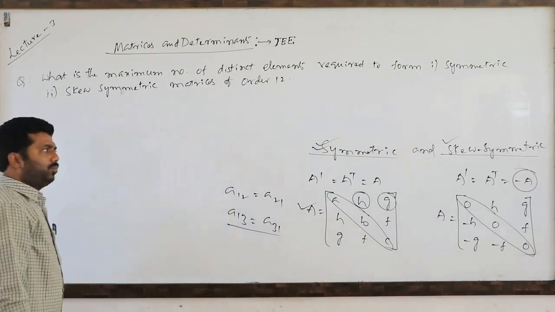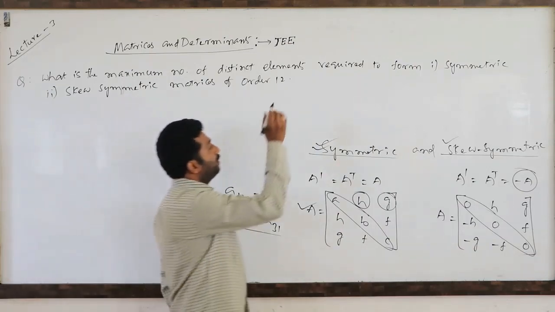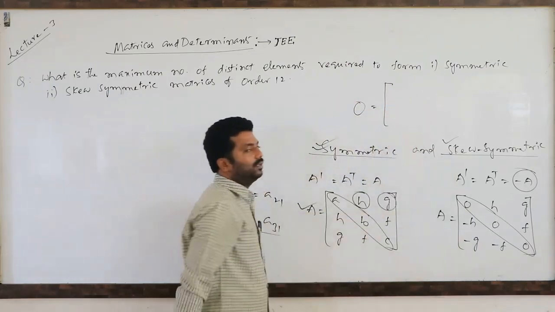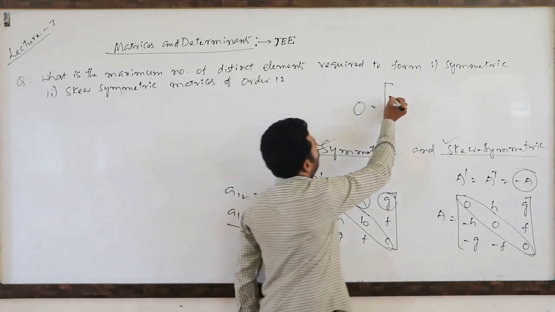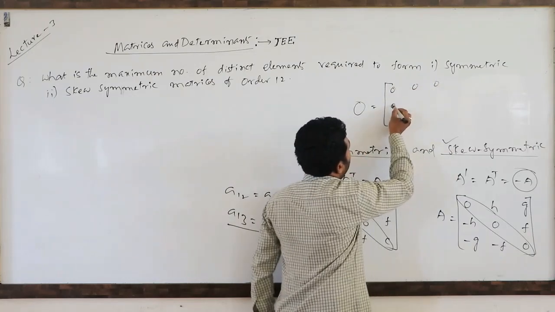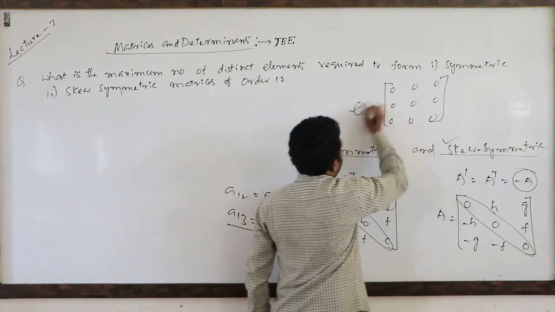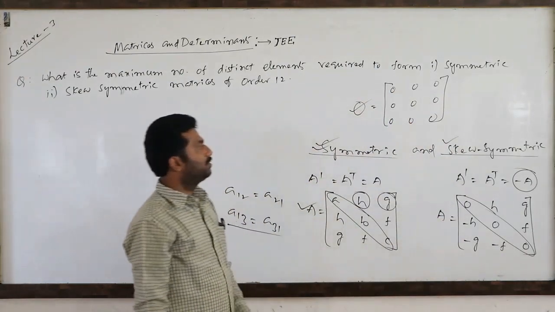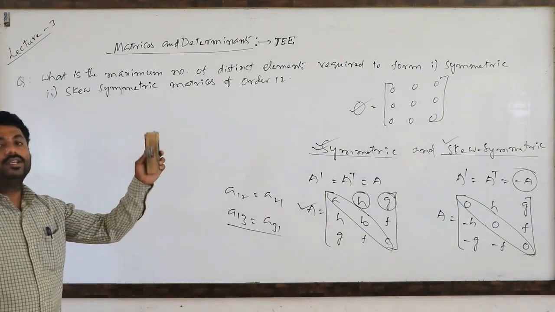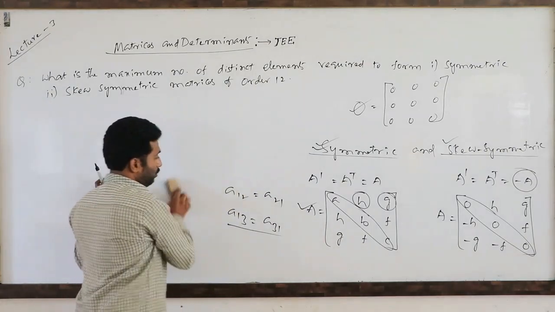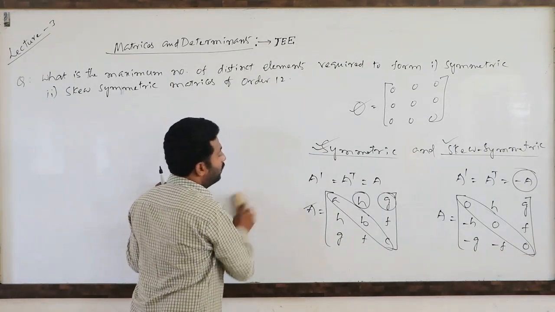Which matrix is both symmetric and skew symmetric? Only the null matrix, whatever its order, maybe 2 by 2 or 3 by 3 or of any order. Any square null matrix that you take is both a symmetric and a skew symmetric matrix. So this is the concept about symmetric matrices.